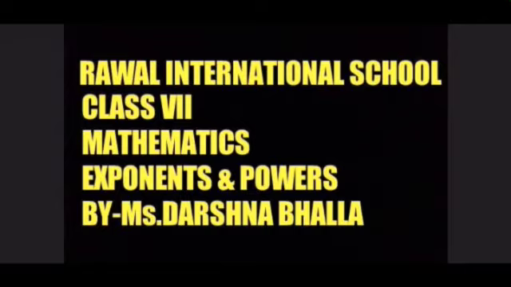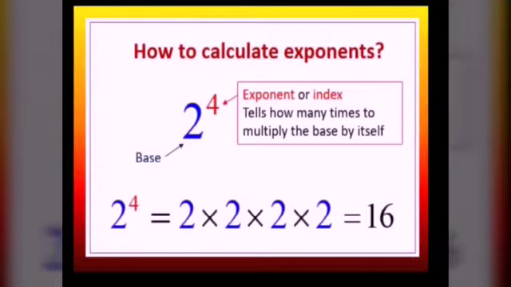Today we will discuss exponents and powers. How to calculate an exponent? Before this, we need to know what the base and exponent are. 2 raised to the power 4 means 2 is the base and 4 is the exponent or index. 2 raised to the power 4 is also called the exponential form. That means 2 multiplied 4 times: 2 into 2 into 2 into 2 equals 16.